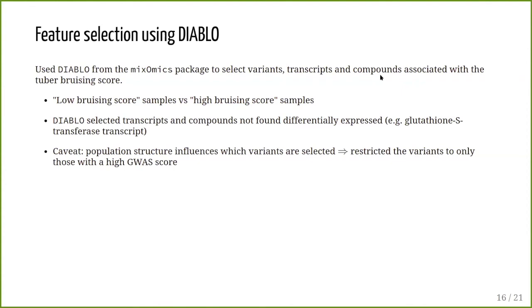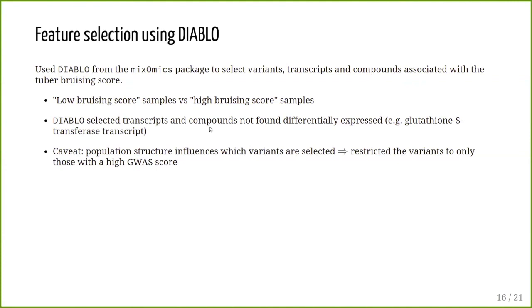And that was really interesting because it actually allowed us to detect transcripts and compounds that were not found differentially expressed. So we would not have picked them if we were analyzing the omics datasets on their own, but the ones that were selected were actually relevant for tuber bruising.